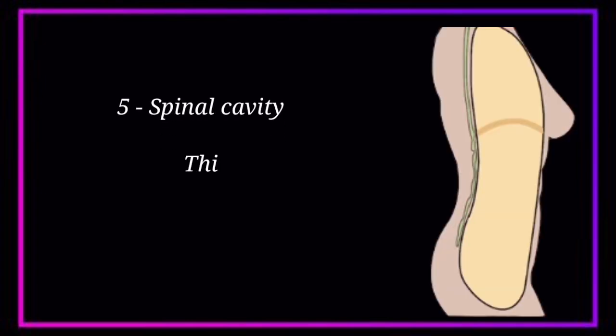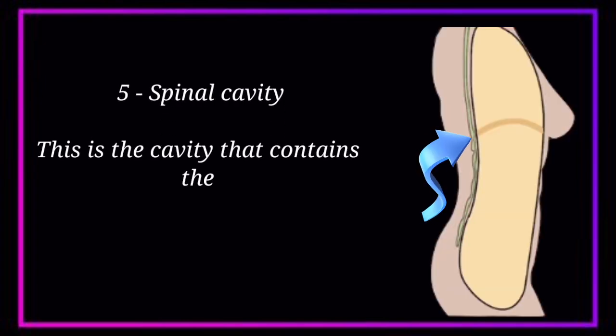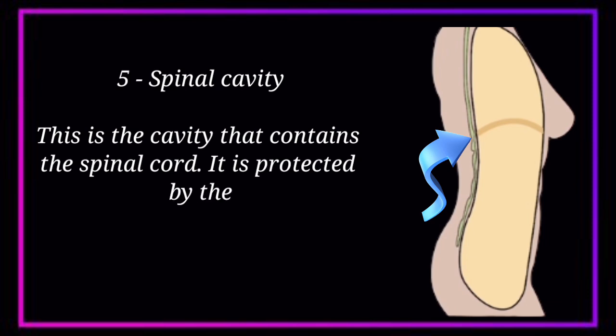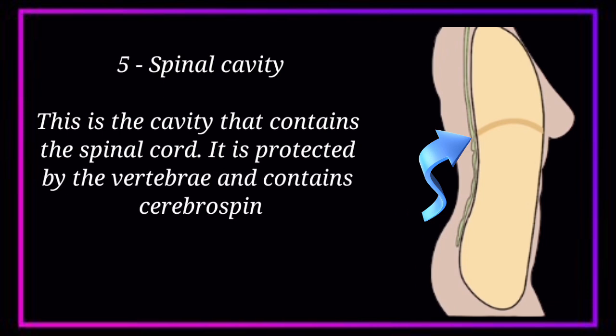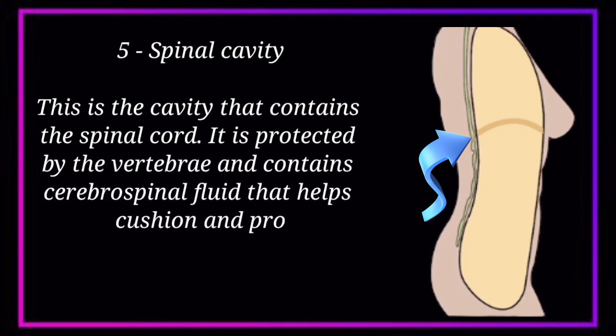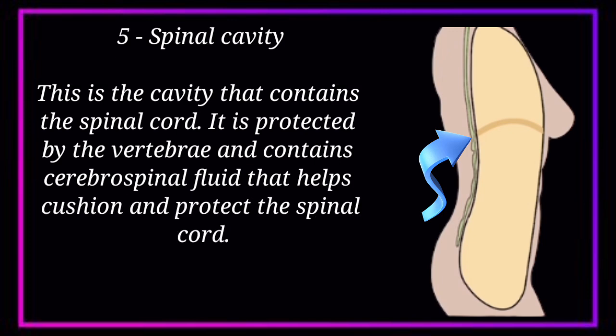Number 5. Spinal cavity. This is the cavity that contains the spinal cord. It is protected by the vertebrae and contains cerebrospinal fluid that helps cushion and protect the spinal cord.